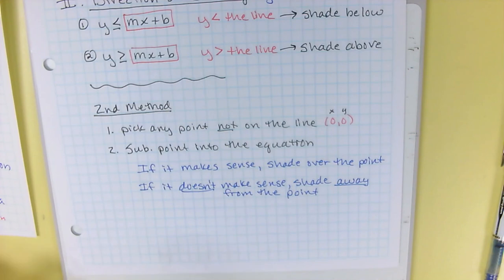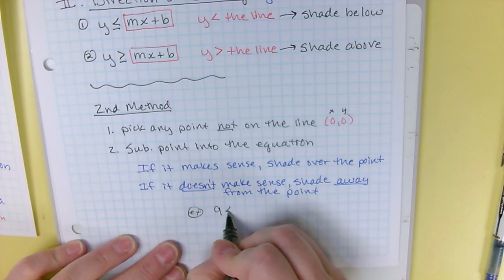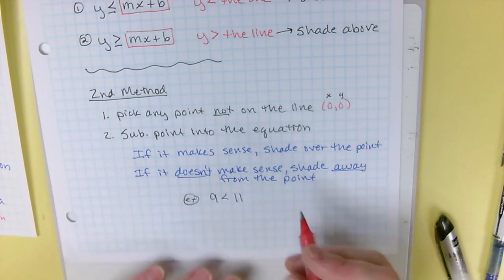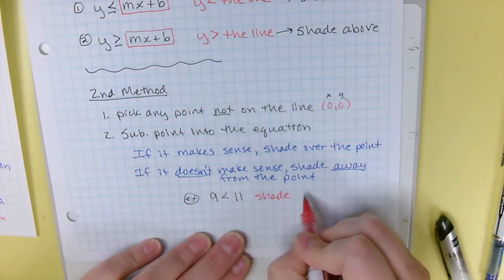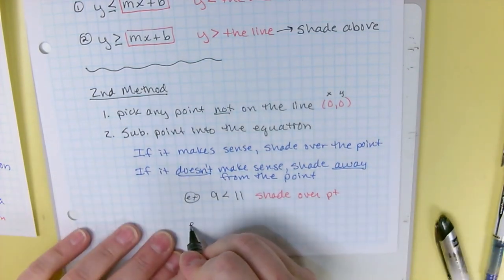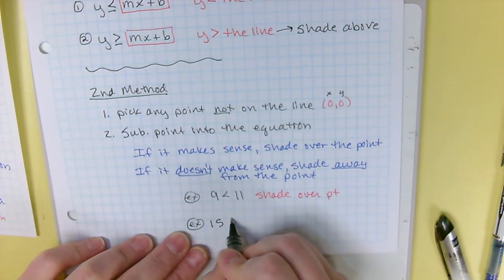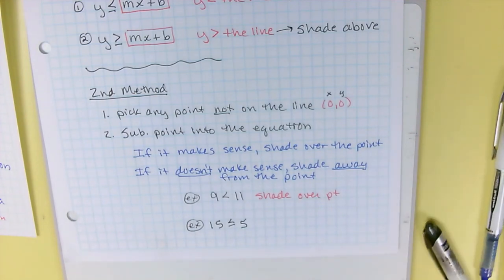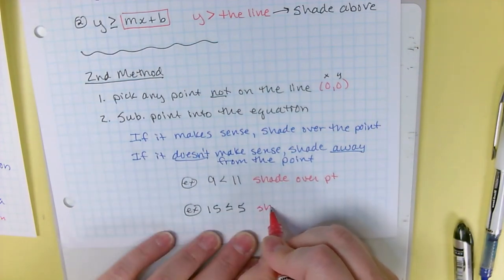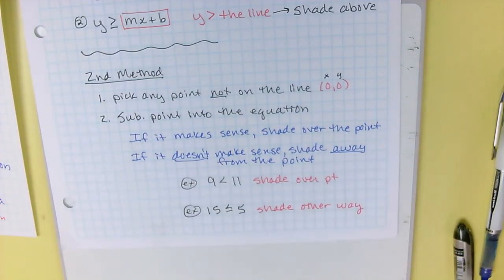So what do we mean by if it makes sense? Let's say that you put the point in and you get 9 less than 11. 9 really is less than 11. So this one you would shade over the point that you chose. If you substitute the point in and you get something like 15 is less than or equal to 5, 15 is not less than and it's not equal to 5. So that means you would shade the other way. So the point isn't in the shaded area.